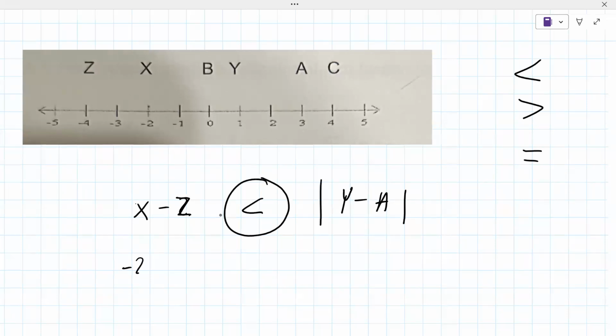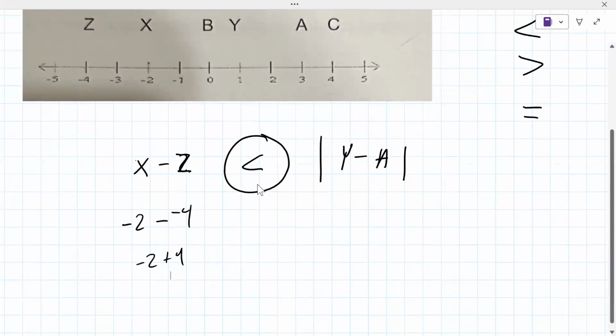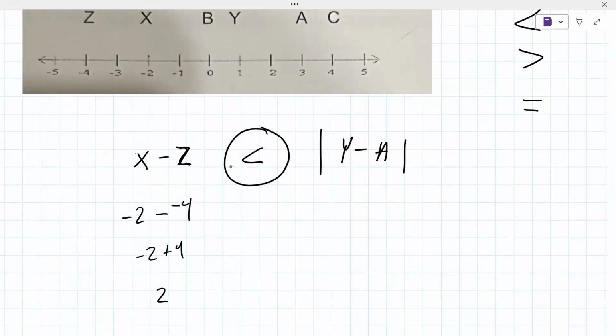So I got it as -2 minus a -4. Yeah, that's what I got. Okay, so the double negative becomes a positive, minus... Oh, two plus. Right. I forgot about that. Okay, what about y minus... actually absolute value? Two, so equal to. They're equal, yeah.